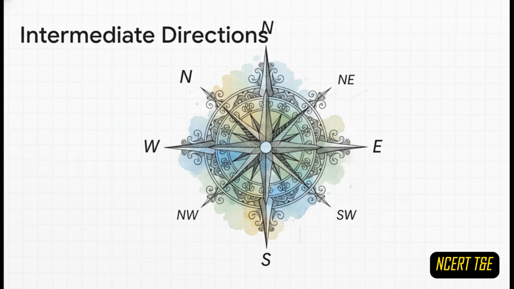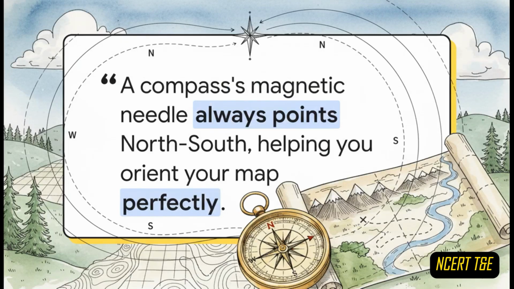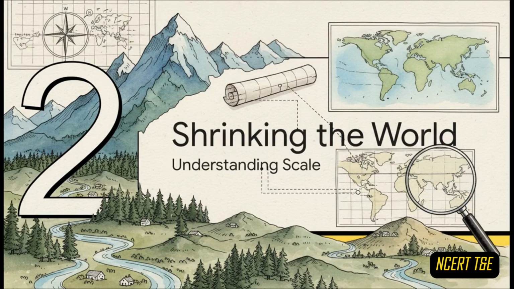But hang on, what if the place you're trying to get to isn't exactly north or exactly east? Well, that's where these intermediate directions come in. They sit right in between the main points, giving you much more precision to pinpoint exactly where you need to go. And if you're actually out there in the field, this is where a compass becomes your absolute best friend. That little magnetic needle will always point north-south, which lets you line up your paper map perfectly with the actual ground beneath your feet.